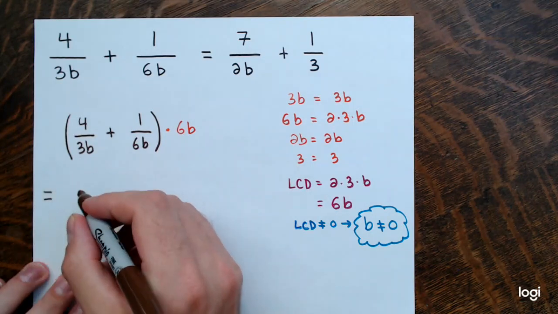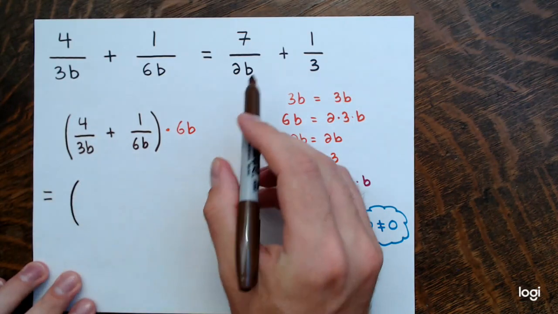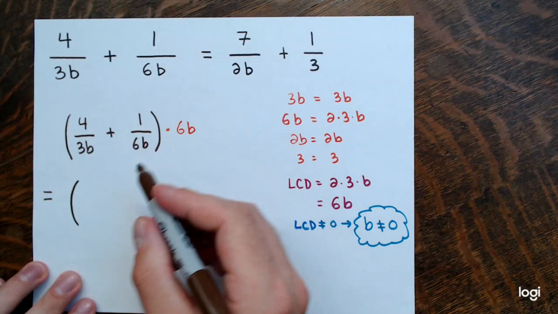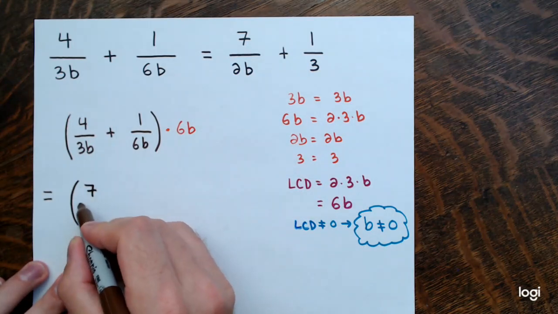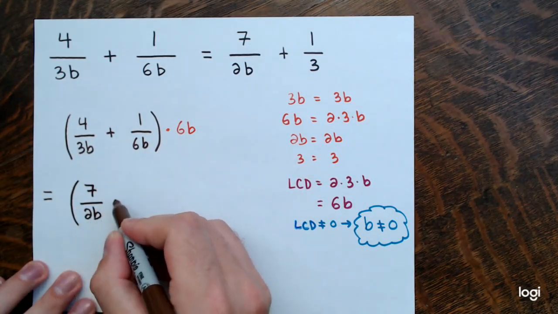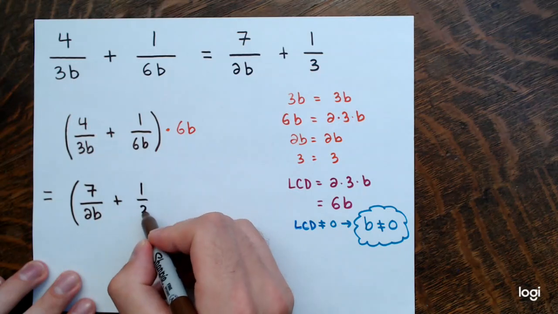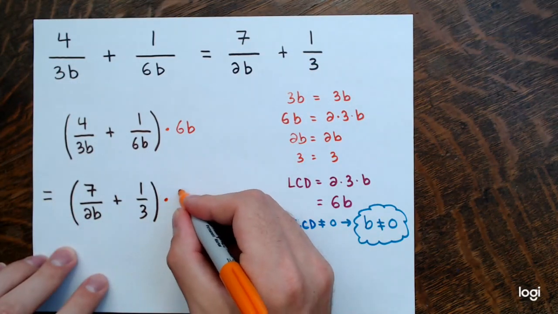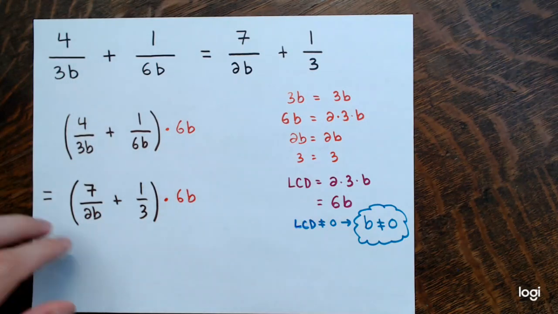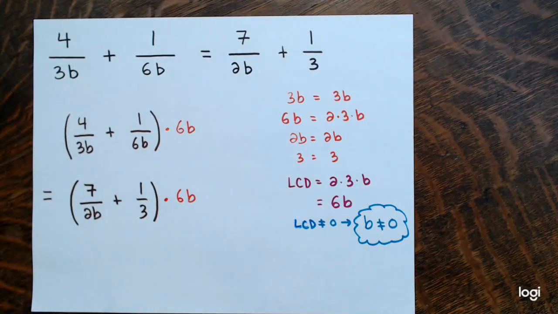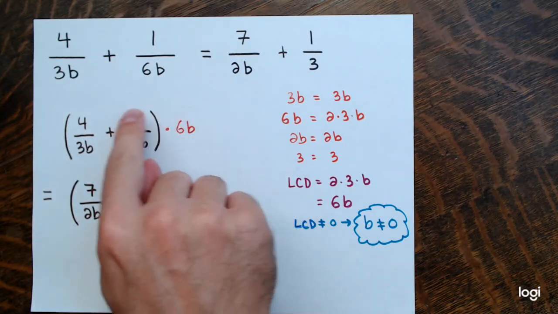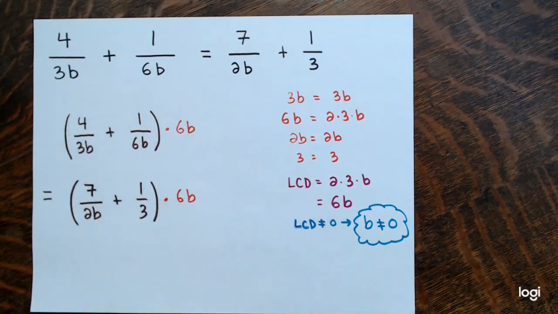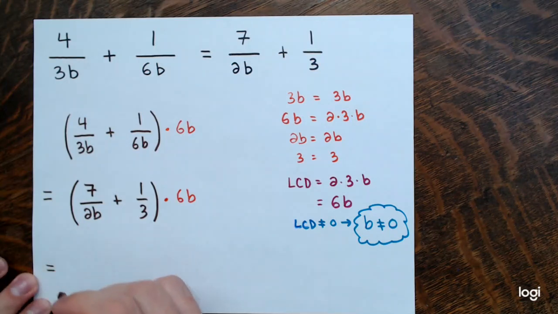Equals, and then the other side, same thing. Got two terms and a sum, so I put in parentheses here the whole thing, 7 over 2B plus 1 over 3. And I'm going to multiply that by 6B as well, right? Multiply by the LCD. Okay, now there's going to be some distributing going on here. And I hope you can see the cancellations now. I'm going to kind of just skip to it.